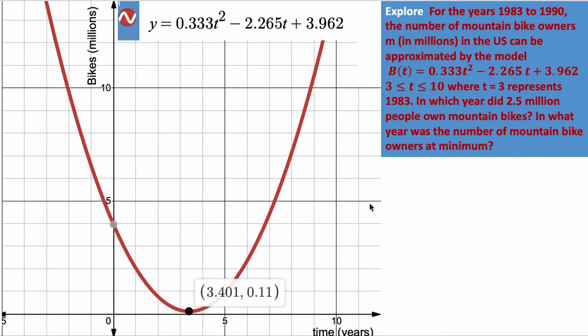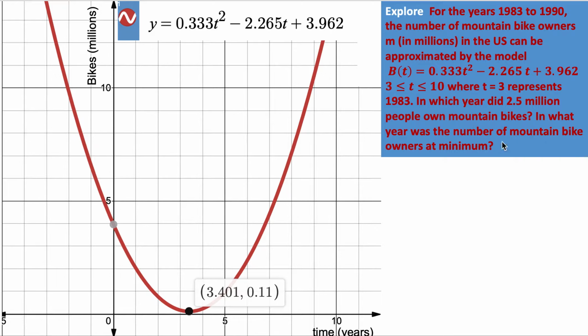So let's explore this quadratic function in a real world situation. It says for the year 1983 to 1990, the number of mountain bike owners in millions in the US can be approximated by the model B of t is equal to 0.333 t squared minus 2.265t plus 3.962. In the interval t is between 3 and 10, where t is equal to 3 represents 1983. In which year did 2.5 million people own mountain bikes?